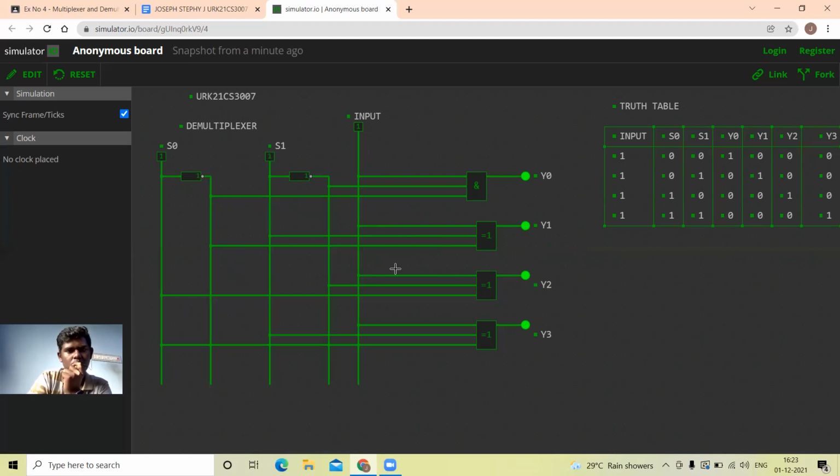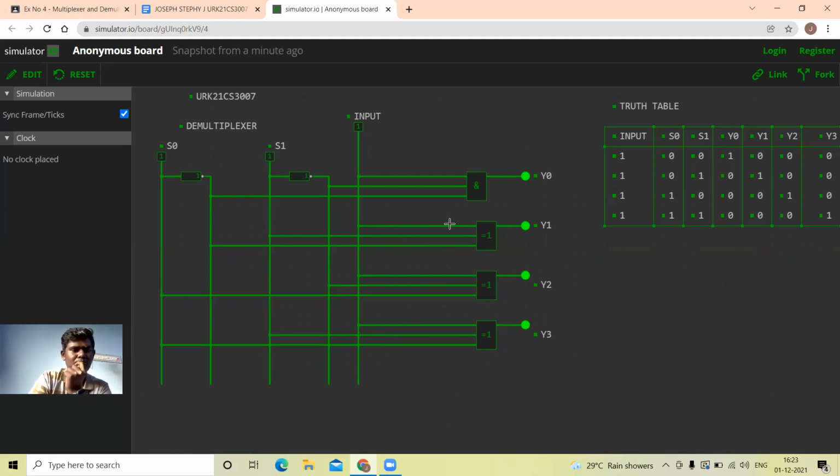So here 1, 0. 0 to anything is 0. So here 1, 1, and again 1. 1 into 1 into 1 is 1. So that's all. So the truth table is verified. So I did it correctly, but it's not showing the output.